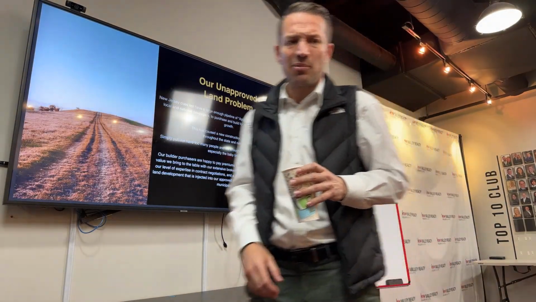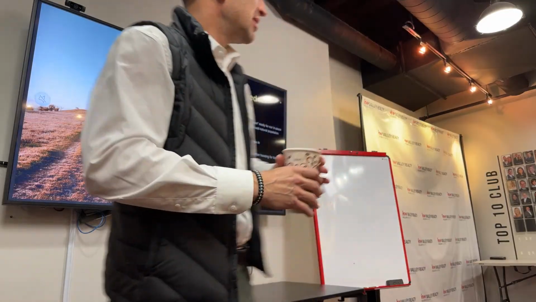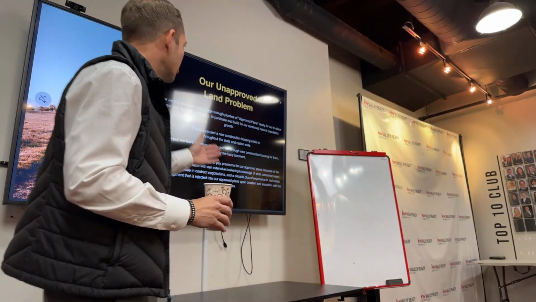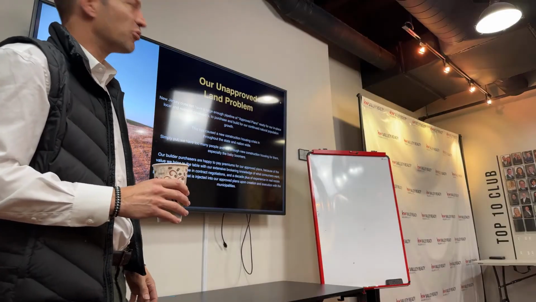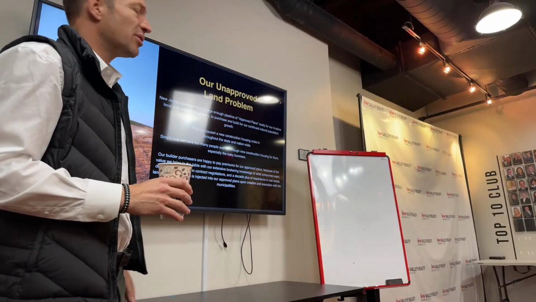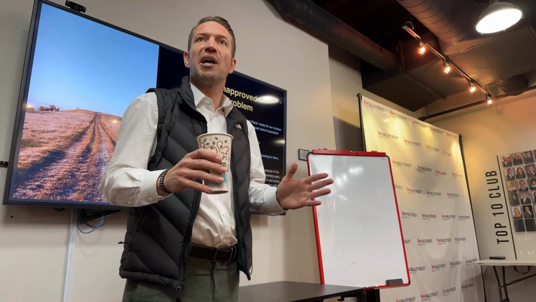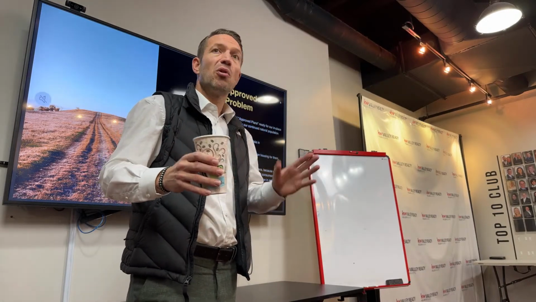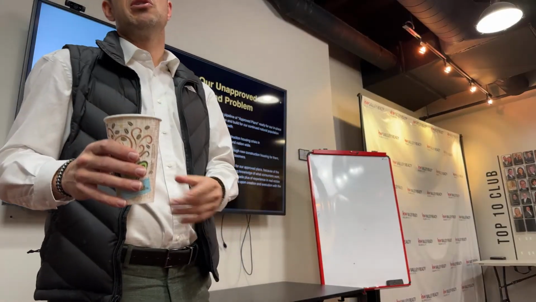Our unapproved land problem. Guys, we've got a land problem, and it means unapproved. New Jersey does not have a large enough pipeline of approved plans ready for local and national buyers. It's just as simple as that. We're down roughly 10 million homes in the entire United States, over 500,000 right here in New Jersey. So what does that mean?